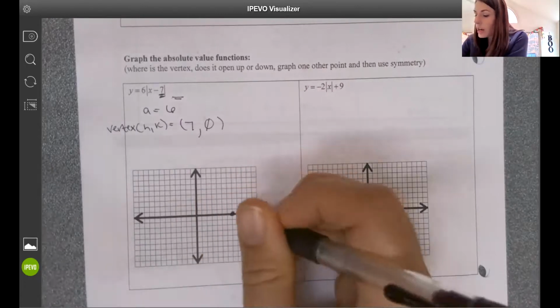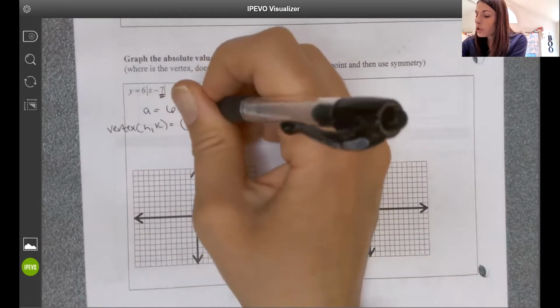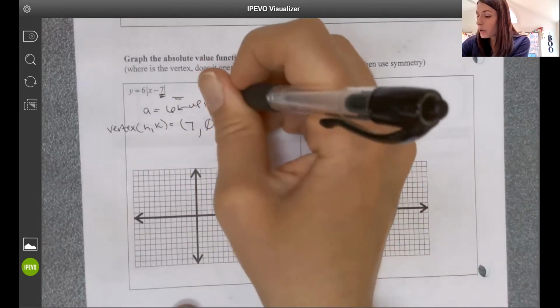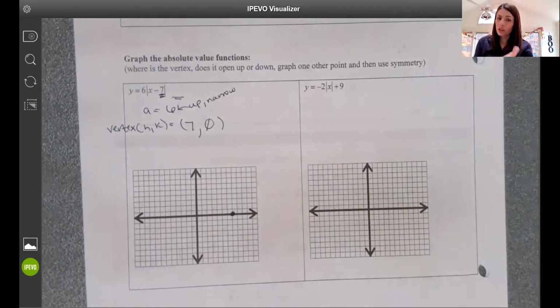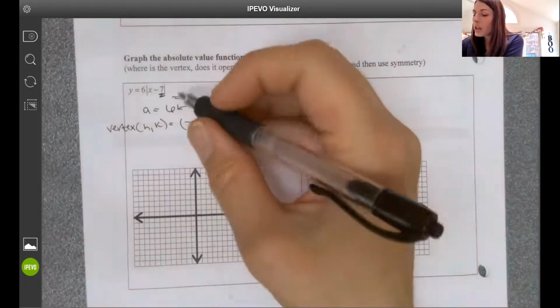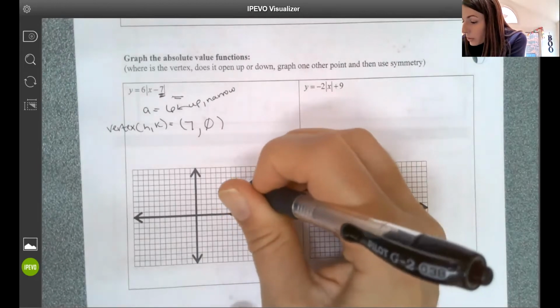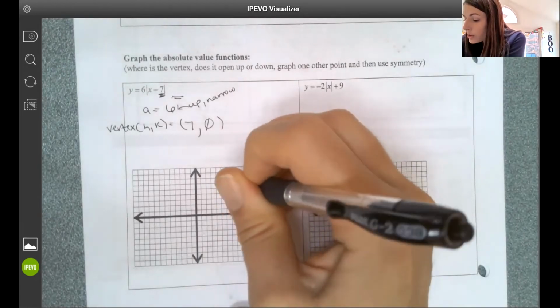0. A is 6, which means it opens up because A is positive, and it's going to be narrow because it's such a large number. So remember, the larger it gets, the more narrow it becomes. If it was a fraction, the wider that graph would become. So A is 6 means I'm going to go up 6 over 1, and then I'm going to use symmetry.